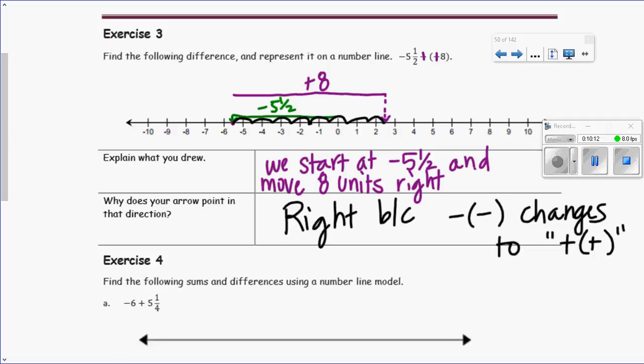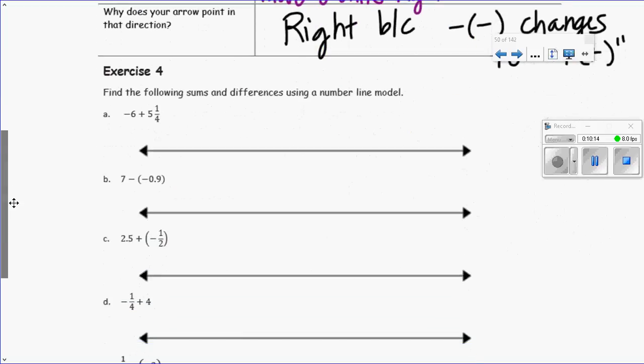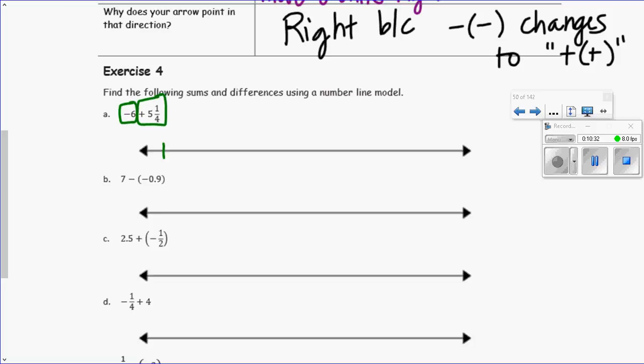Okay, for exercise 4, it says use the number line. You can try it with the number lines. Let's do the first one with the number line, but the rest of them are actually kind of easier to either think about or change to improper fractions. So for -6, we're going to go to -6, then we're going to go to the right 5 1/4. So really, I'm fine at -6. I don't really have to go any further to the left there.